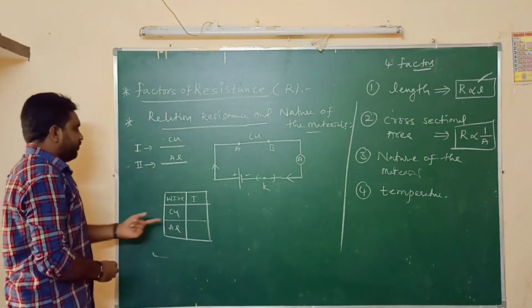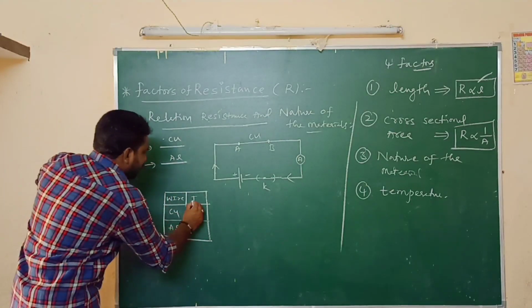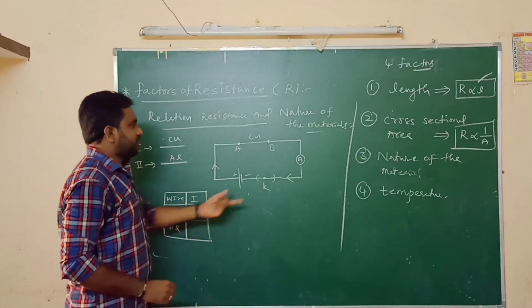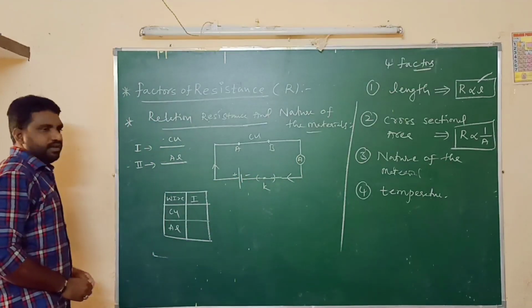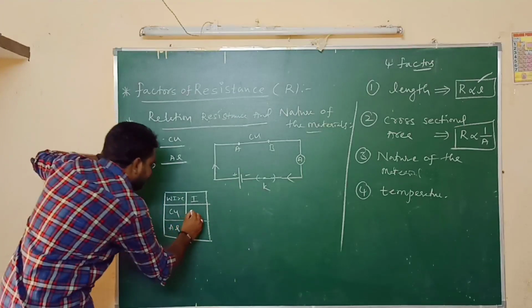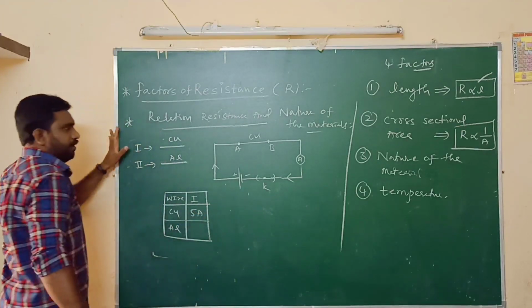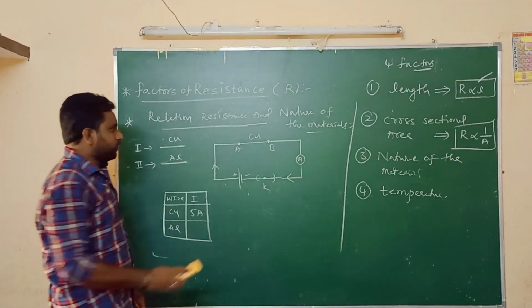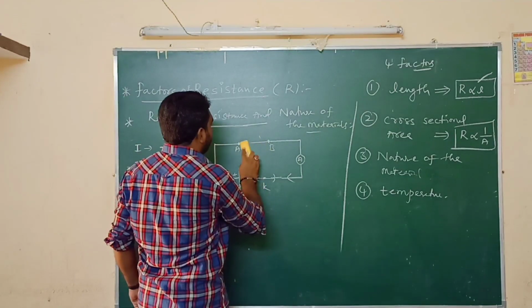So if we use the copper wire, suppose the reading of the ammeter, that means the current reading, is 5 amperes. We are reading 5 amperes. So next we need to remove the copper wire.